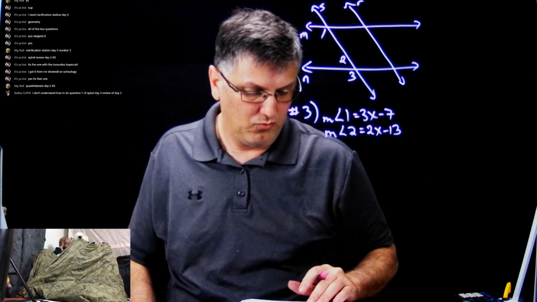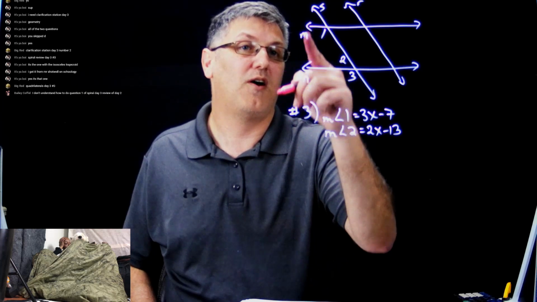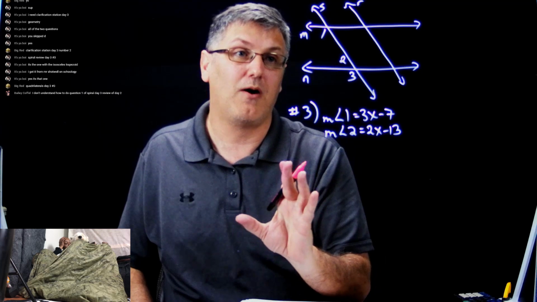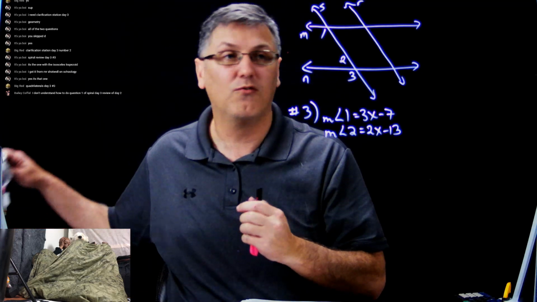And then it says what value of x would make lines M and N be parallel. All right, so we want to find what value makes M and N parallel. So I need to know relationships about parallel lines cut by a transversal. In reality, this picture is way more confusing for this problem.